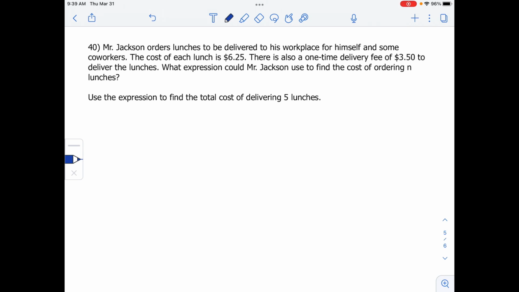This is similar to the other sandwich shop before, right? So each lunch is $6.25. And we're going to order n lunches. So we're going to multiply the $6.25 times the number of lunches. That tells us how much all of the lunches would cost. Okay. And then there's also a one-time delivery fee of $3.50 that we have to add onto the cost of the lunches. So it's $6.25n plus $3.50.